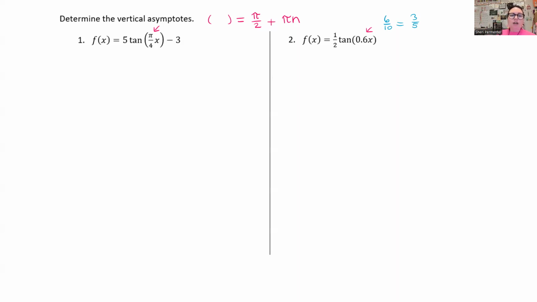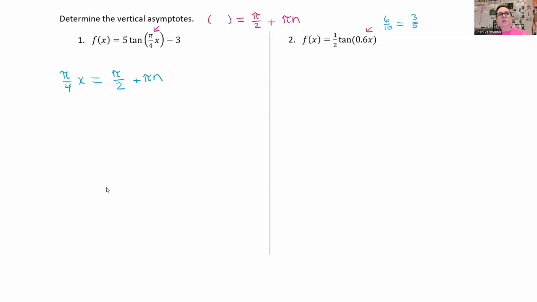Back to question number 1 for this section. I'm going to set the stuff in the parentheses, so I have pi over 4 x equal to pi over 2 plus pi n. Asymptotes are x equals equations, so I just need to solve for x.